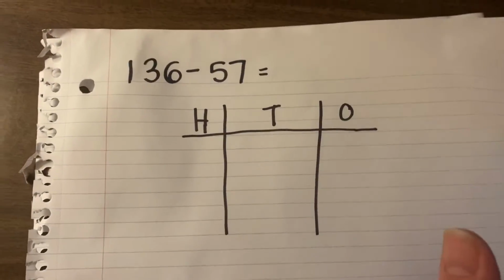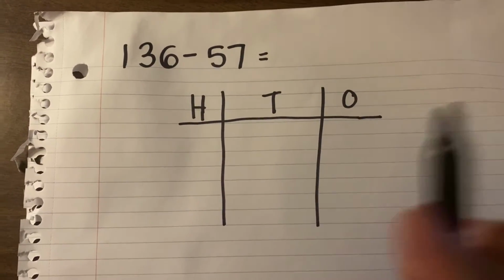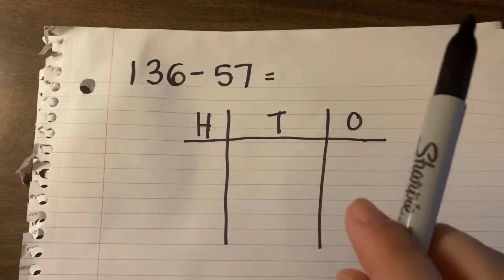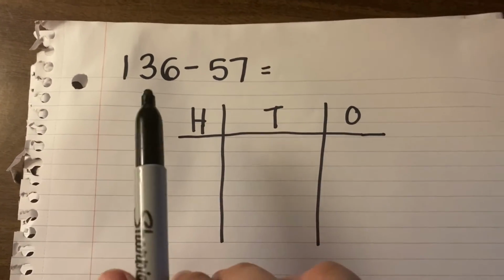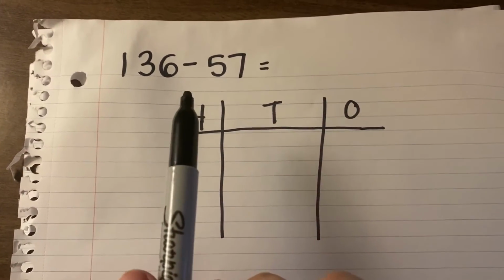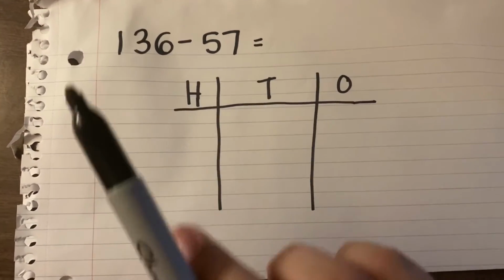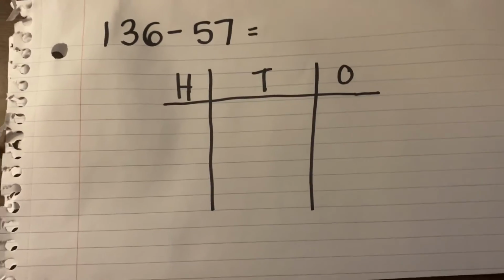All right, here's our last problem that we're going to work on together. Go ahead and write our problem and our hundreds, tens, ones chart on your whiteboard. The problem is 136 minus 57. I'll give you guys a few moments to copy this onto your whiteboard.